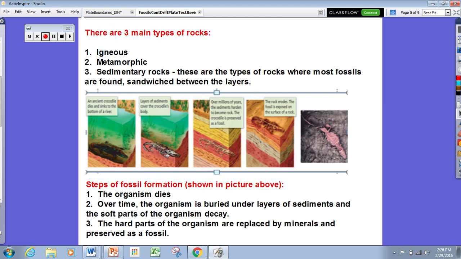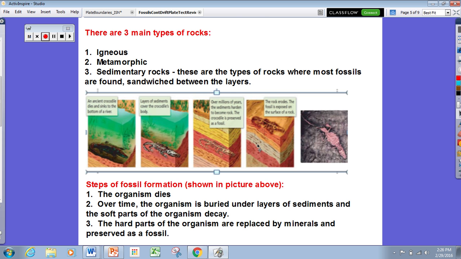And at the same time it's being buried, the soft parts of the organism are decaying. So you can see in this picture it looks like mostly just the skeleton remains. None of the soft tissues or the skin or the muscles or anything are left behind. And then over millions of years, the hard parts of the organism can be replaced by minerals and preserved as a fossil.